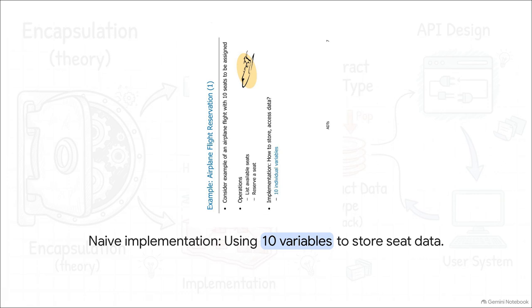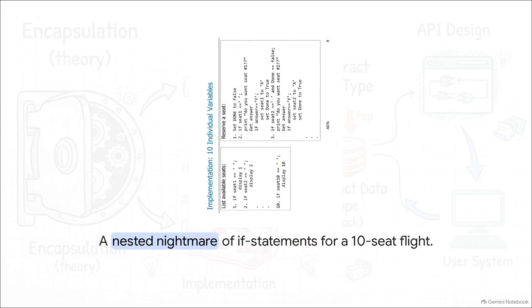But how do we actually store and access this data? Well, let's start with a pretty naive implementation method: storing the state of our airplane using 10 separate individual variables. Take a look at this pseudocode. It's pretty rough. To list the available seats, we have to write out, if seat 1 is empty, display 1. If seat 2 is empty, display 2, all the way down to seat 10.